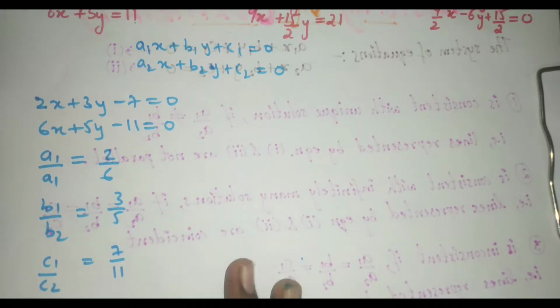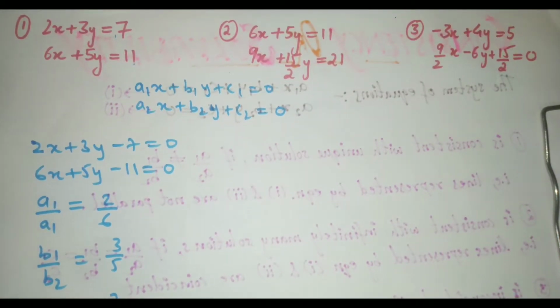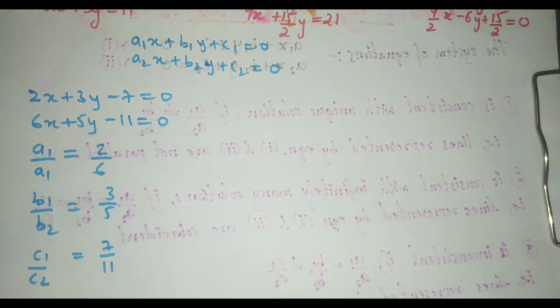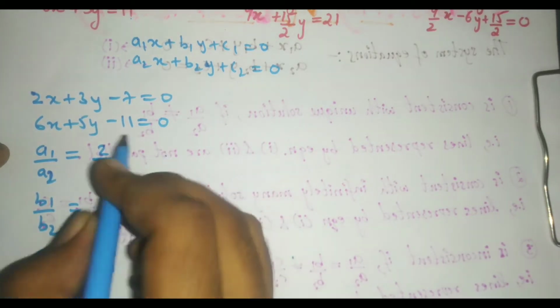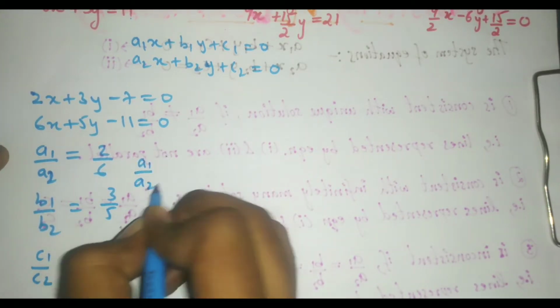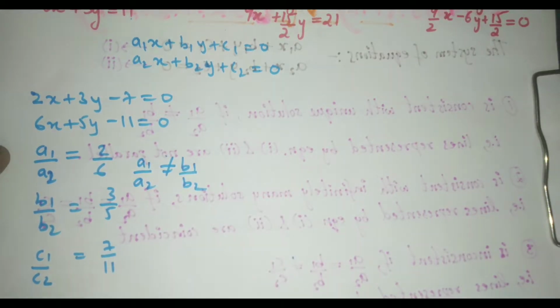We got it. Now you have to observe these three things. You have to check whether a1 by a2 is equal to b1 by b2 or not. You can see over here these are not equal. a1 by a2 is not equal to b1 by b2. So we can directly write a1 by a2 is not equal to b1 by b2. Whether it is equal to c1 by c2, no, not at all. So this is 7 by 11.